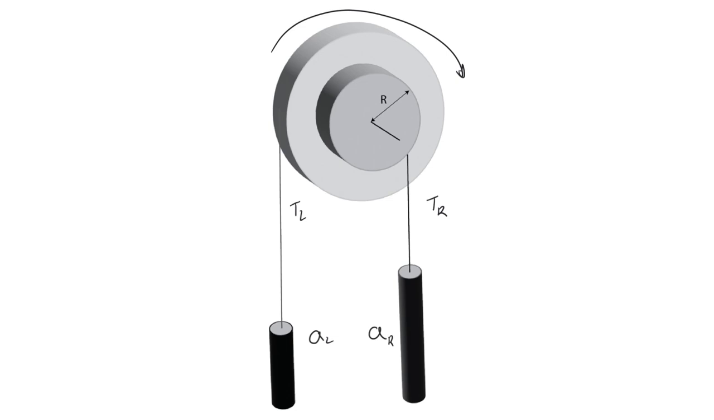However, this is one pulley. If the inner pulley makes one revolution, how many revolutions does the outer pulley make? One. This object has only one acceleration. Now, we know how these two linear accelerations are related. We know A_R has to equal alpha times R, and A_L has to equal alpha times 2R, because the outer radius is twice the inner radius.